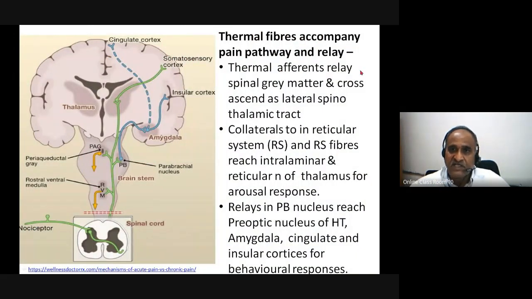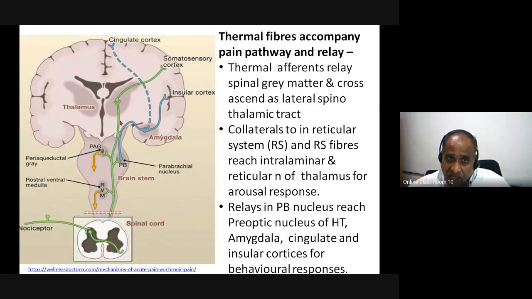Here, thermal afferents relay in the spinal gray matter, cross, and ascend in the lateral spinothalamic tract, that is known. Collaterals join in the rostroventral medulla, that forms the reticular system, for arousal response, because from this reticular system it will go to the thalamus, the intralaminar, internal medullary nucleus, and then activate the cortical areas, and release into the parabrachial nucleus. Look at the parabrachial nucleus. From the parabrachial nucleus you have the amygdala, and from the amygdala you have the insular cortex and the cingulate cortex activated. So this would produce the behavioral response.